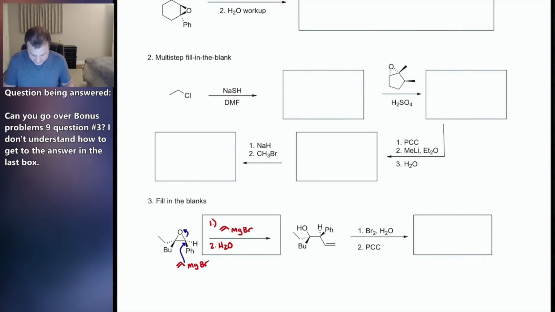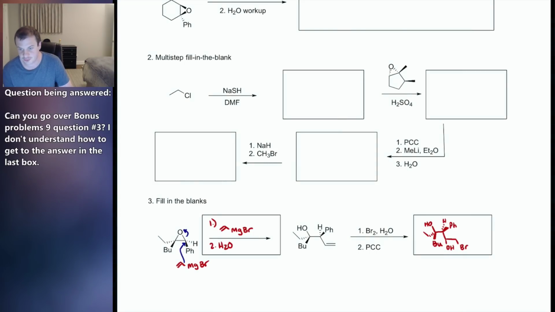And then now in the second step, this is what you asked for. Br2 and H2O makes a bromohydrin. So that's going to add bromine to the less substituted side of the alkene and OH to the more substituted side. So that's going to give us this. So we end up with an OH on the more substituted side and a bromine on the less substituted side.